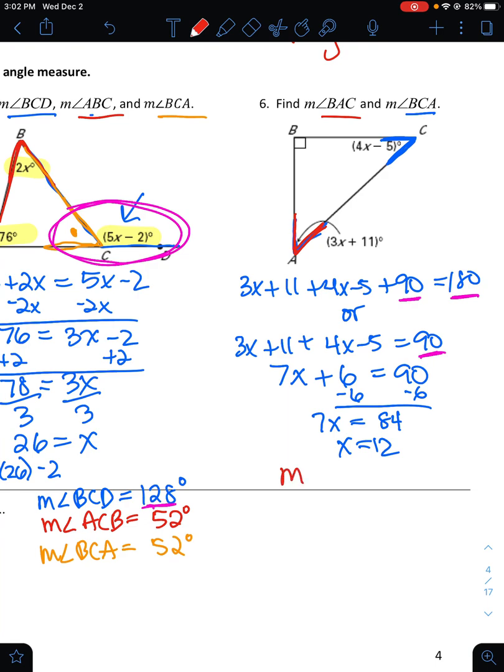Okay, so I'll start with that one since it comes first in the problem. Measure of BAC, so just plug in 12. So I'll do 3 times 12 plus 11, and I get 47 degrees. And then the other one is BCA. And I'll go ahead and plug it into the expression. That way I know I did my math right in my equation. 4 times 12 minus 5 is 43. Okay, and those are my two angle measures.